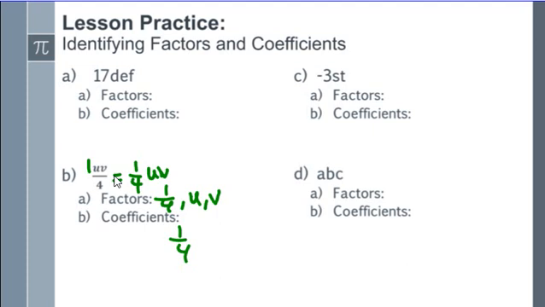And letter D, ABC. Remember, there's a 1 in front of here. So my factors, what am I multiplying? Multiplying 1, A, B, and C. So what is my coefficient? My coefficient, my number, is 1. So there's a few examples of finding factors and coefficients in an expression.